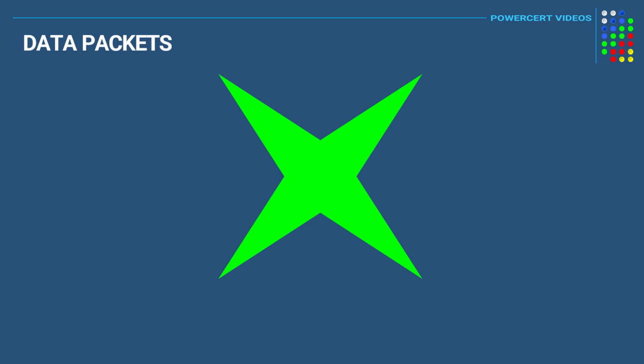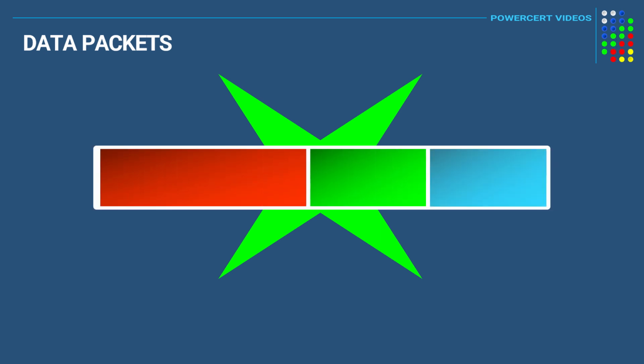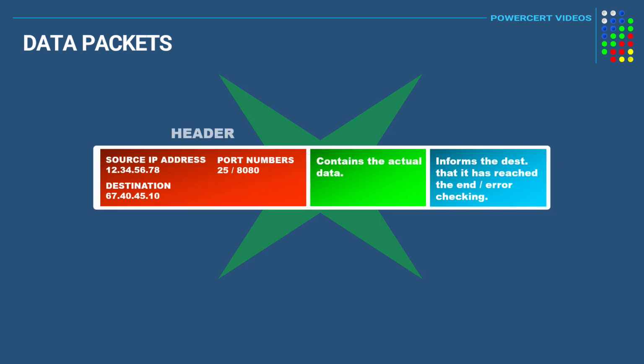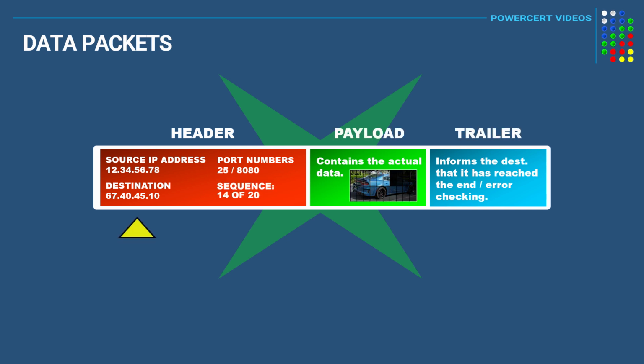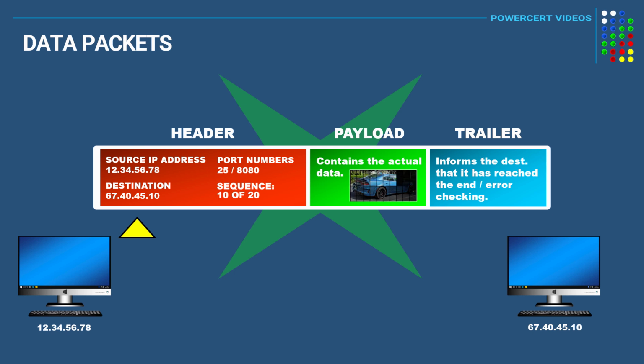So if we look at the structure of a data packet, it will typically have three sections: a header, payload, and a trailer. The header contains the source and destination IP addresses. This tells the packet where it came from and where it's going. It also contains port and sequence numbers. The payload contains the actual data, and the trailer contains data that informs the destination that it has reached the end of the transmission and it checks for any errors.